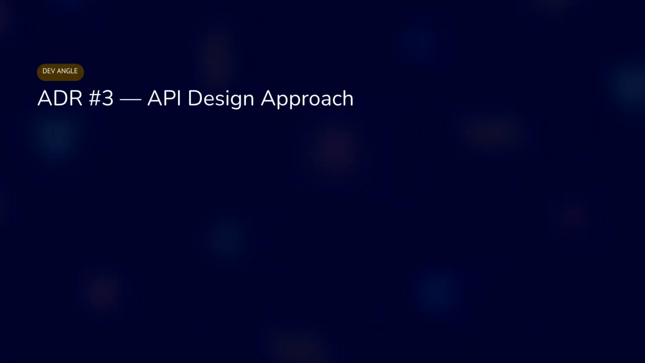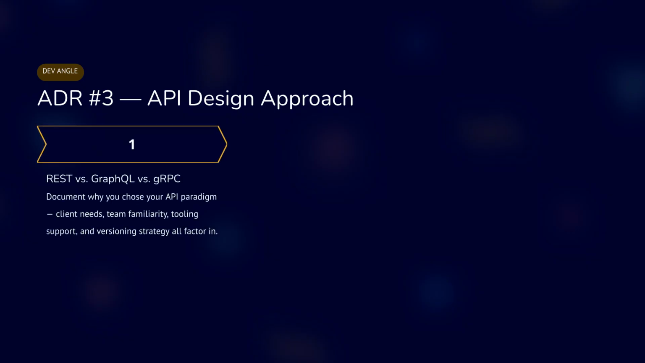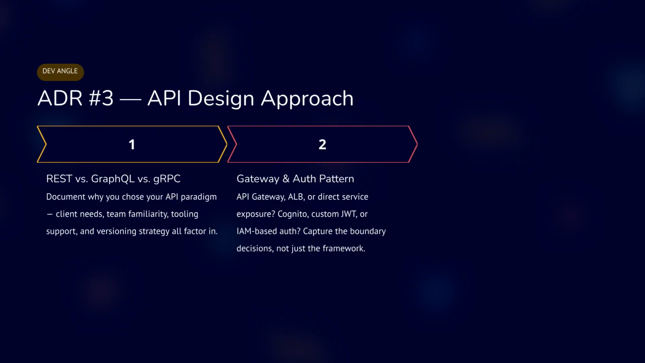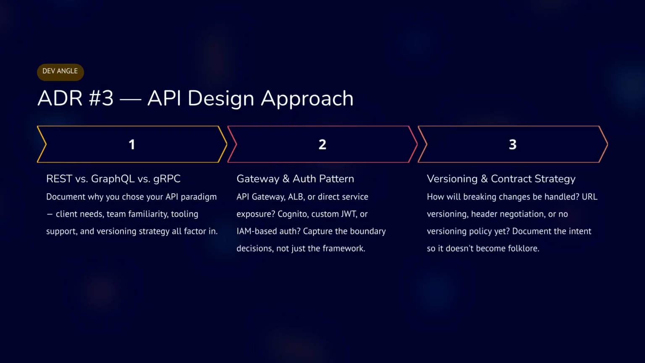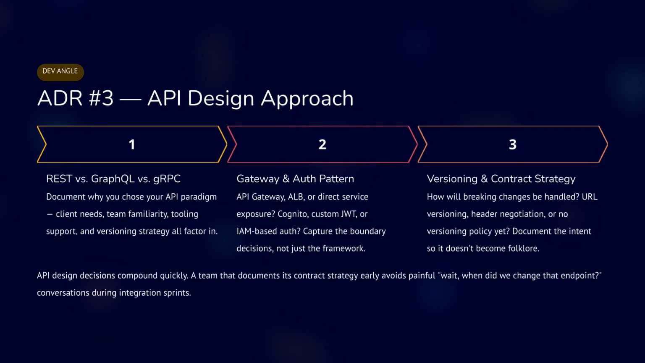ADR number 3 covers API design approach. This includes the paradigm like REST or GraphQL, the gateway and auth pattern, and the versioning and contract strategy. Documenting the contract strategy early avoids painful "when did we change that endpoint" conversations.